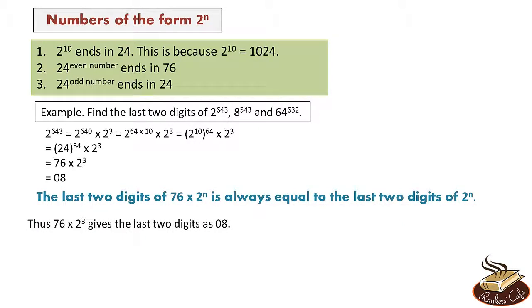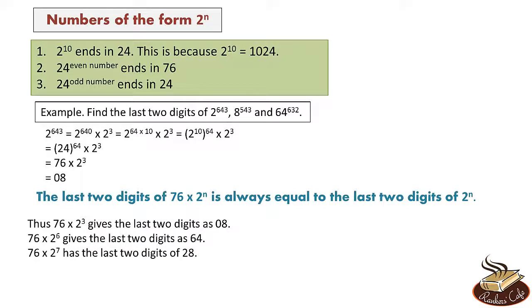So when 76 is multiplied with 2 cube, the last two digits are 08. When 76 is multiplied with 2 raised to the power of 6, the last two digits are 64, as 2 raised to the power 6 is 64. 76 into 2 raised to the power 7 has the last two digits as 28, as 2 raised to the power 7 is 128 and the last two digits of 128 are 28.